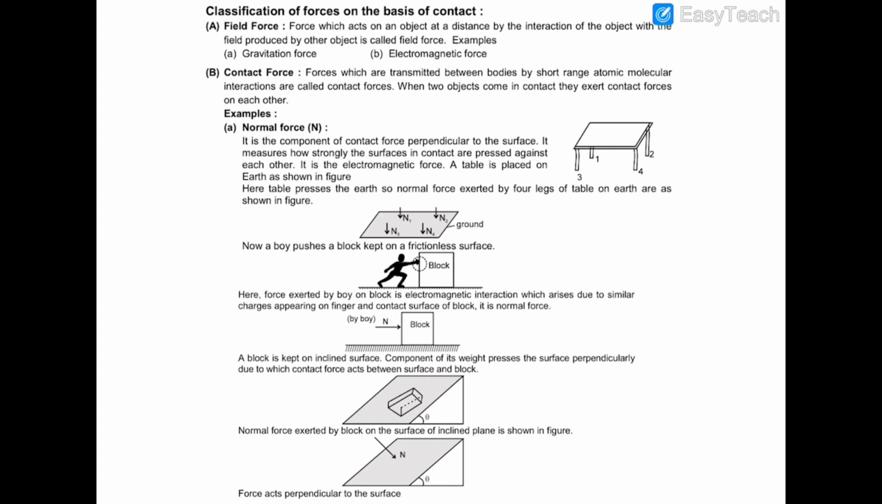So normal reaction always acts in the perpendicular direction of the surfaces which are in contact with each other, and normal reaction is a pushing force. It is not a pulling force, obviously, and normal reaction is an electromagnetic force.